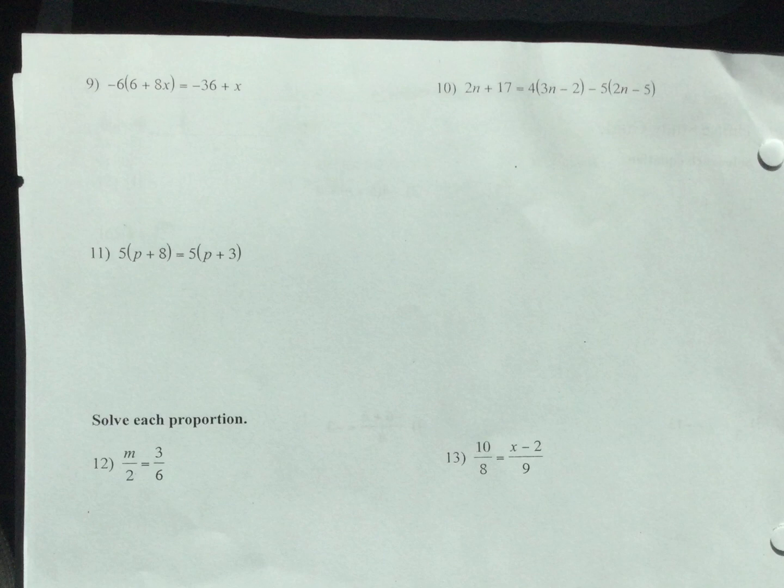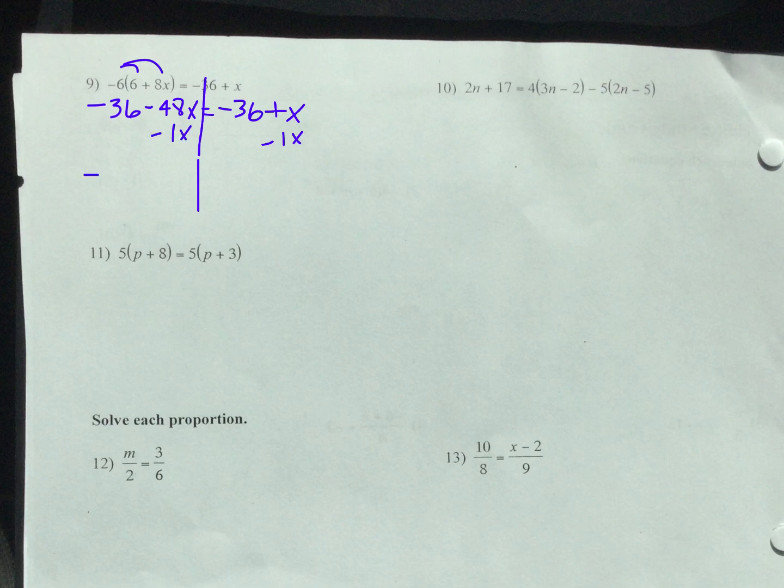For number 9, we need to start by distributing. Negative 36 plus, or minus, either way, minus 48x equals negative 36 plus x. Now I'd like to get my x's together. So I'm going to subtract 1x.